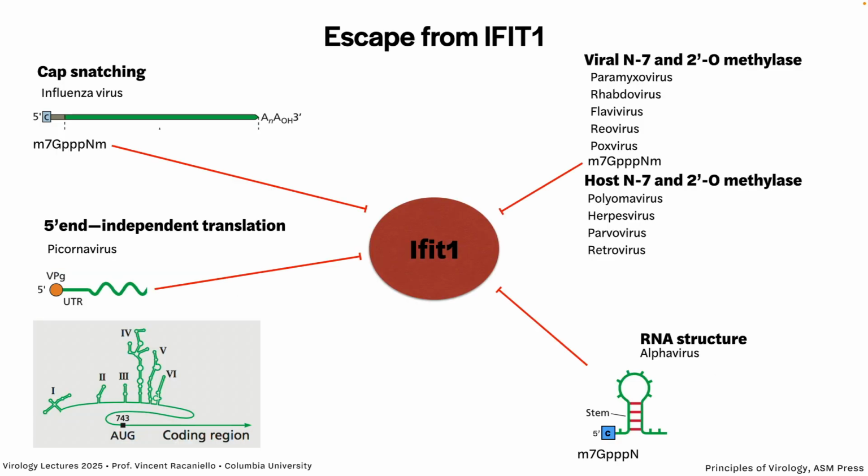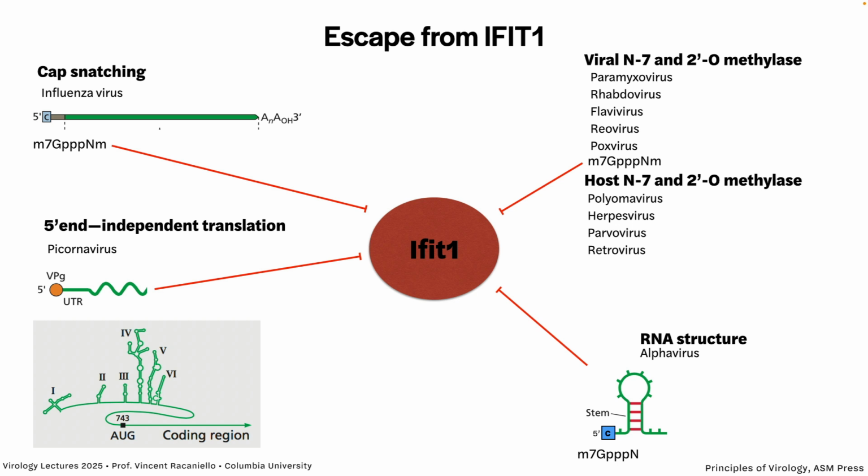But many viruses escape from IFIT in many ways. Like flu does, it steals the caps for its mRNAs during transcription, during RNA synthesis. You may not remember that, but the very 5' end of all influenza mRNAs come from the cell, in which case they have those methylations present. So IFIT doesn't bind it.